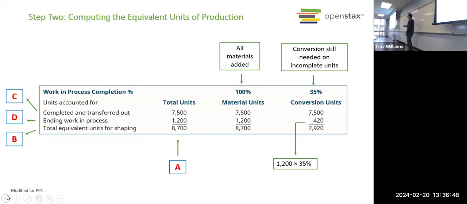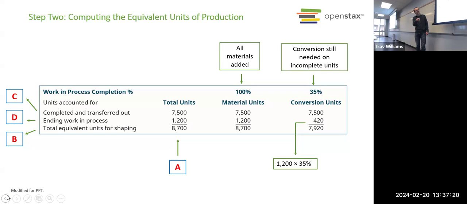The only weird part is when you get into the equivalent units of conversion. You remember how those 1,200 units that were still in process were only 35% complete? So what we have to do is multiply the number of units that are in process times how complete they are, and that gets us our equivalent units for conversion.